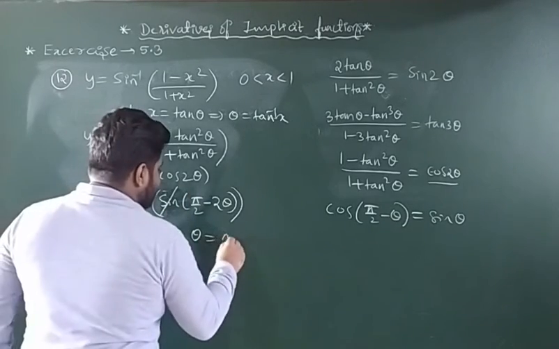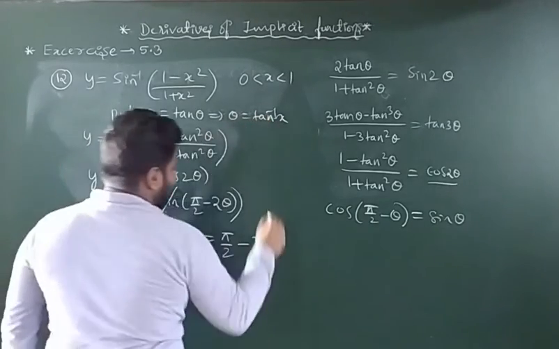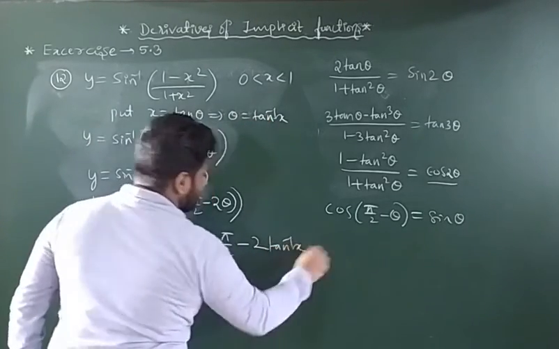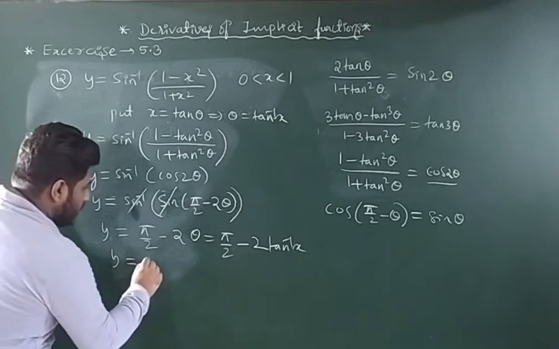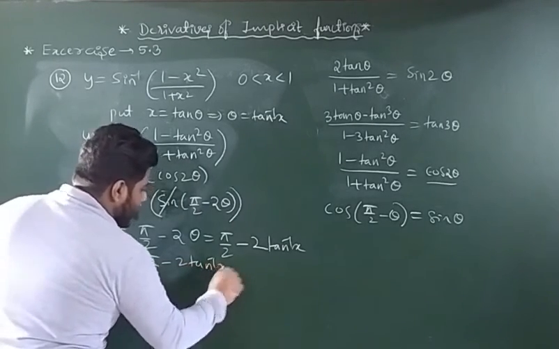And pi by 2 as it is, minus 2 as it is. Theta value, put here, what are we having? Tan inverse x. So y equal to pi by 2 minus 2 tan inverse x.